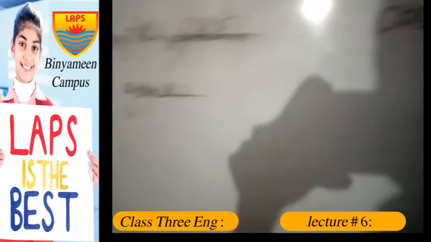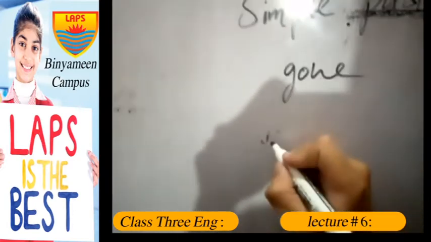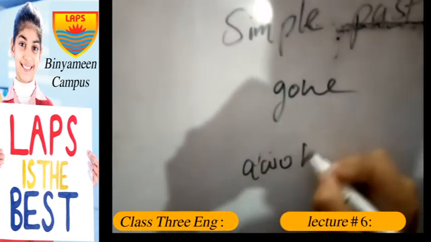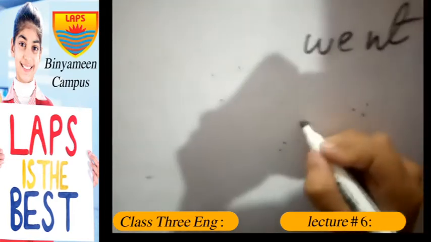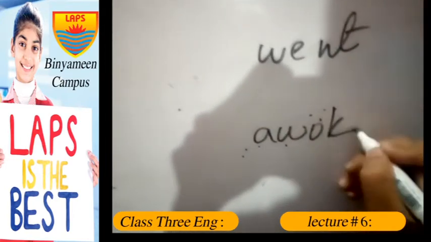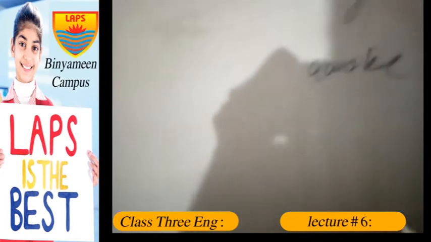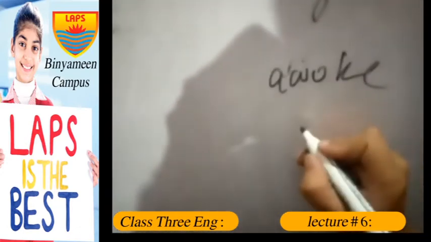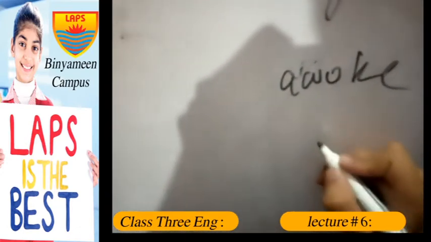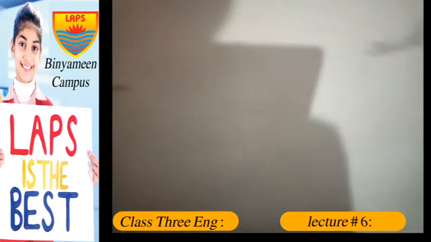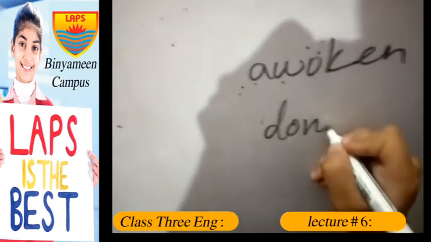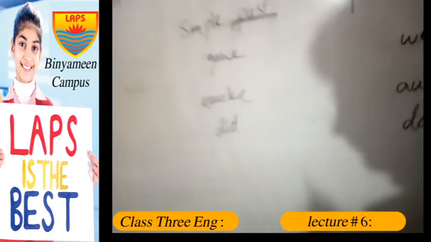Now for awake, the second form will be awoke, A-W-O-K-E, and awoken in the past participle, awoken. And for do, the simple past form, or second form, of do will be did, and done will be the third form.